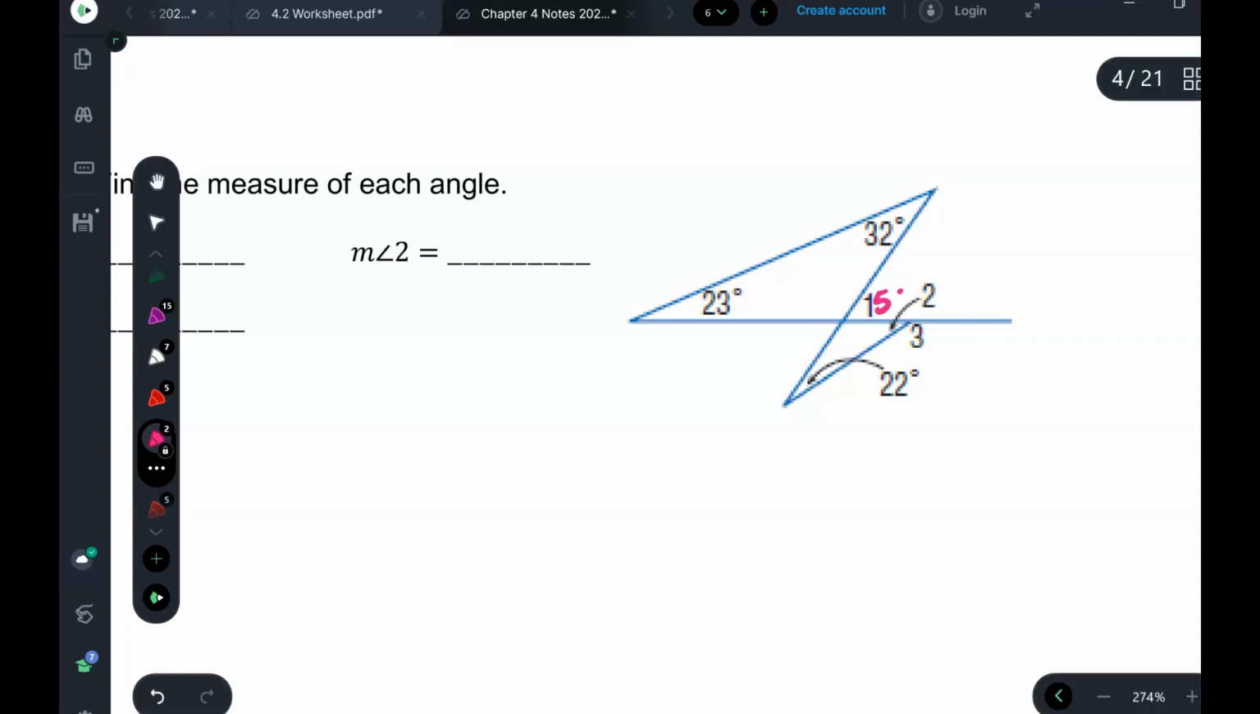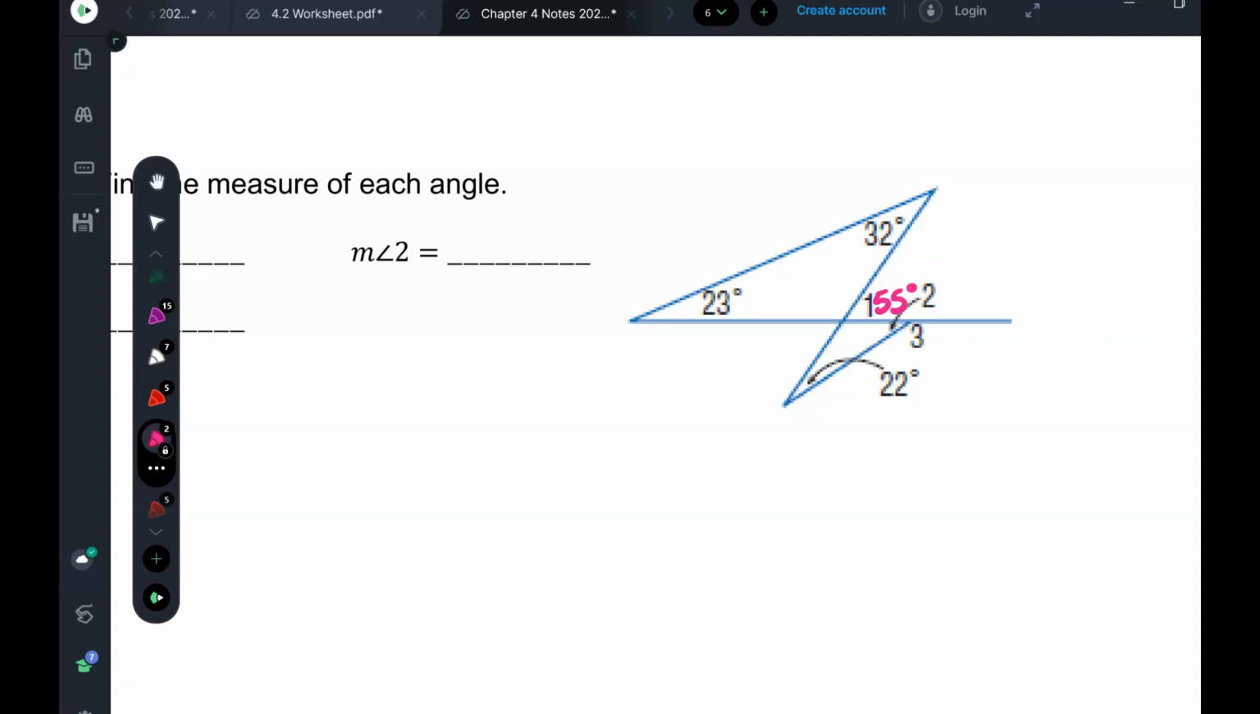Angle 1 is an exterior angle to 23 and 32, so that's 55. Good. And then angle 1 and angle 2 are alternate, right? Well, they don't have any parallel lines. Oh. But are they equal? So I did it wrong.